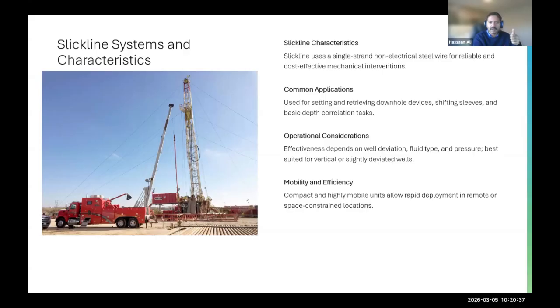In terms of mobility and efficiency, these are very highly mobile units, usually truck mounted, which you can see over here with a boom crane lowering the tool downward, and it's a very quick, efficient operation.